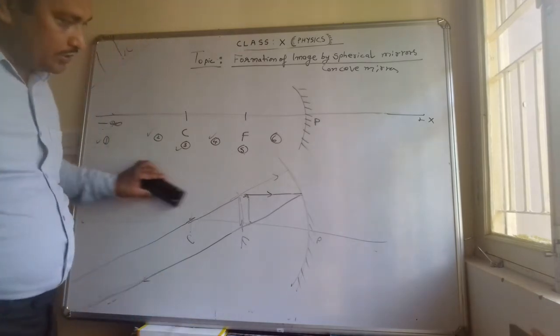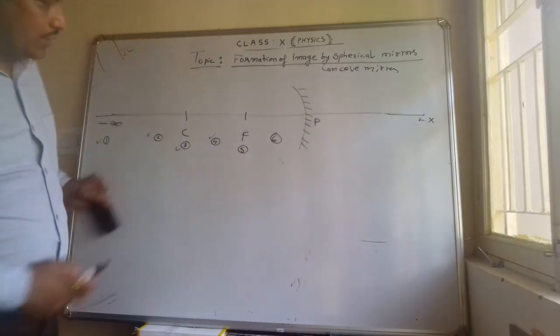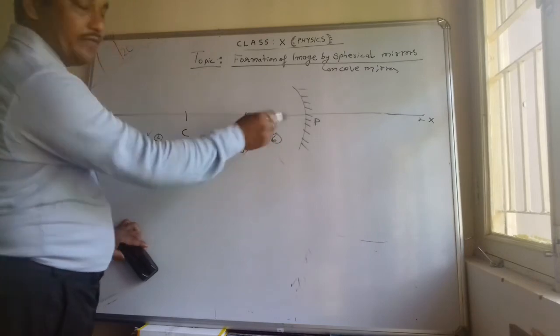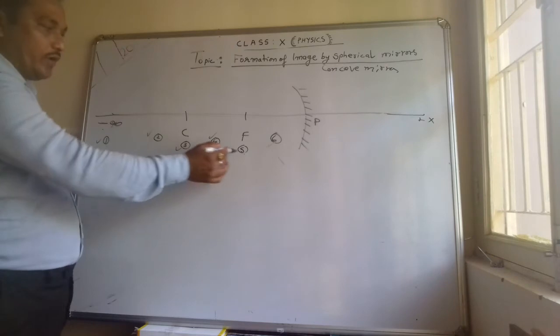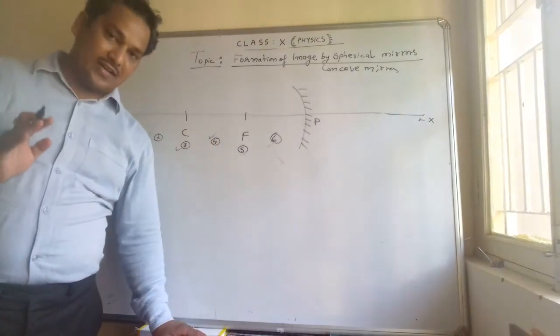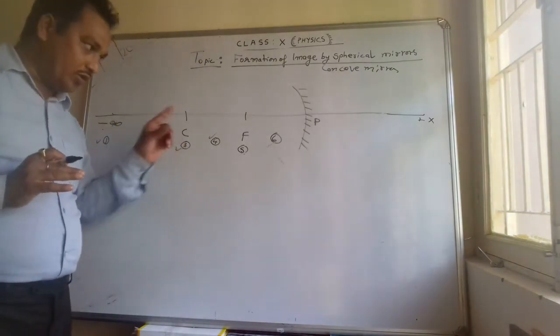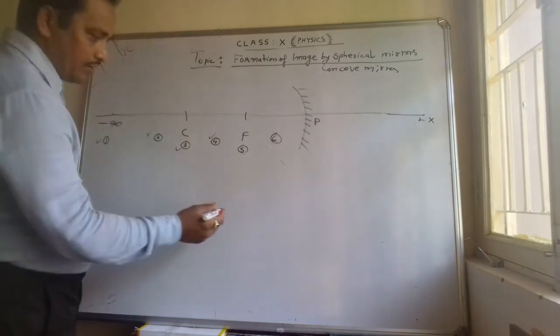Now let us come to the last one, when the object is placed between F and P. Now in all the other cases from 1 to 5, you have observed that the image was inverted and real. Same object, it was inverted upside down, AB. Now in the last case here, we will see the nature of the image.